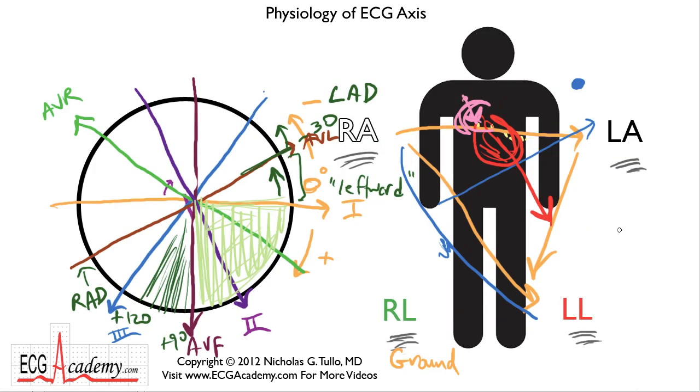Well, now that we've discussed where the axis comes from, in the next video, we're going to talk about calculating the frontal axis. That's the axis determined by the limb leads, and I'll give you a couple of different ways of doing that.